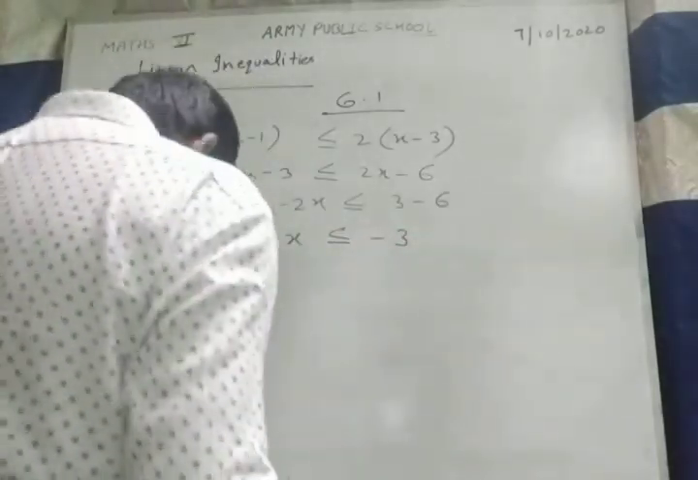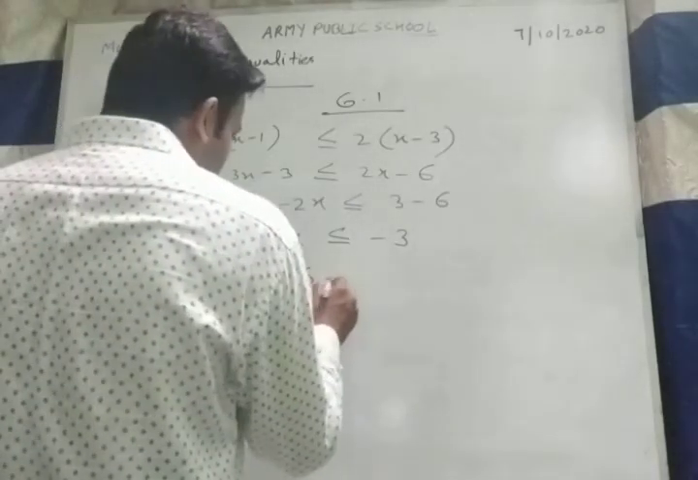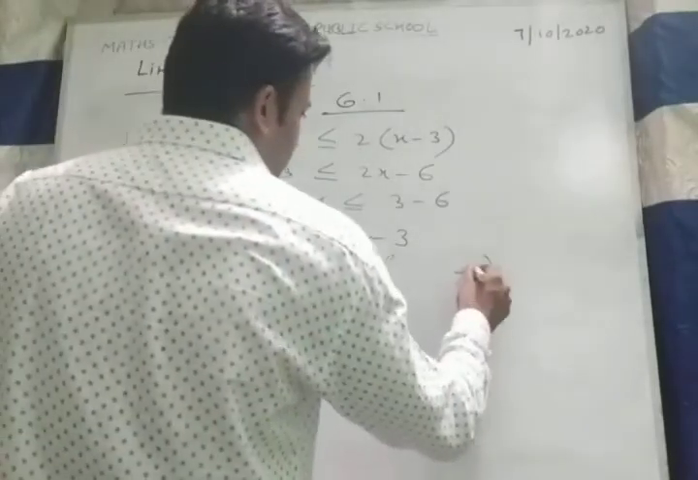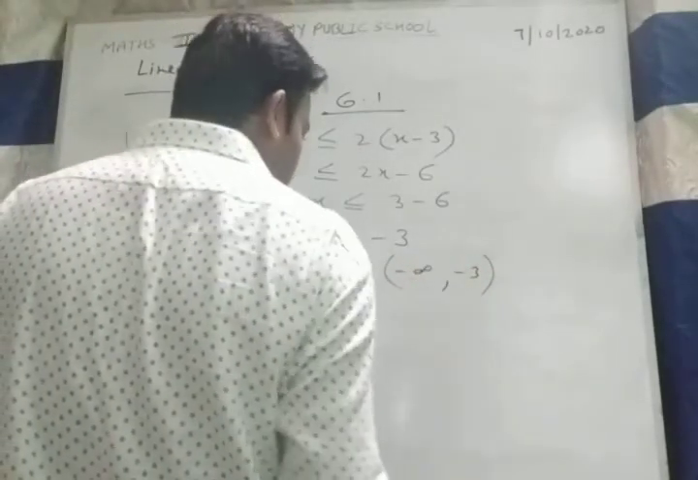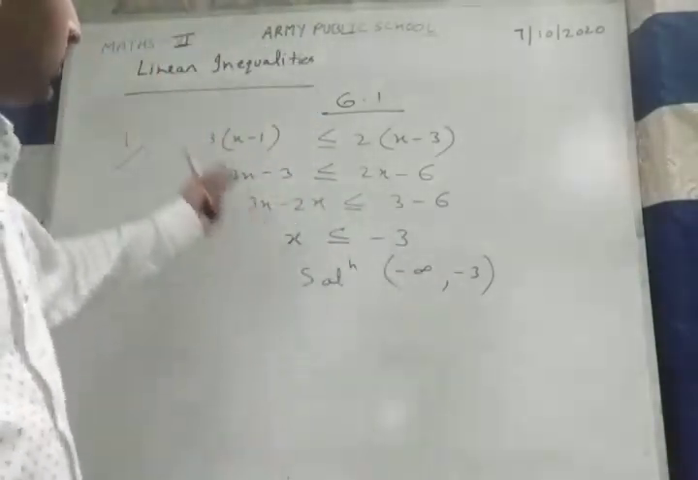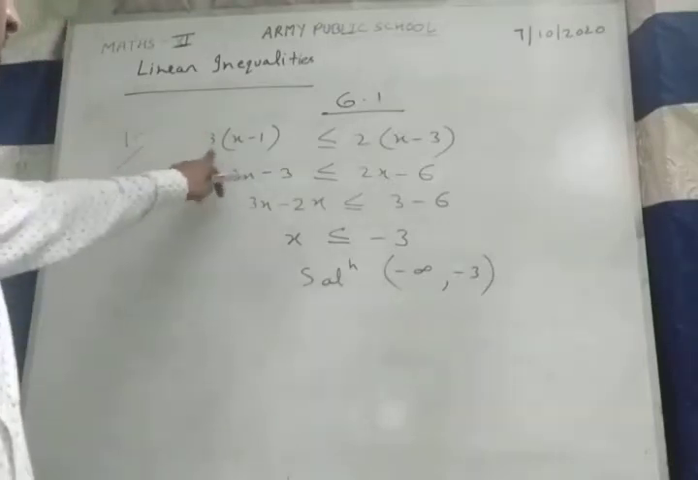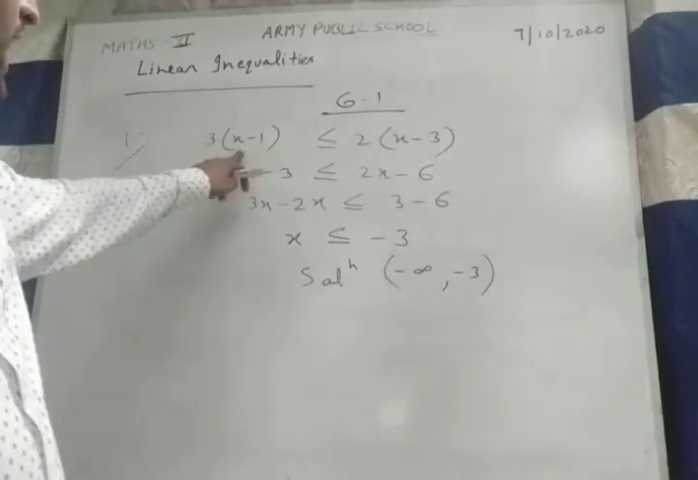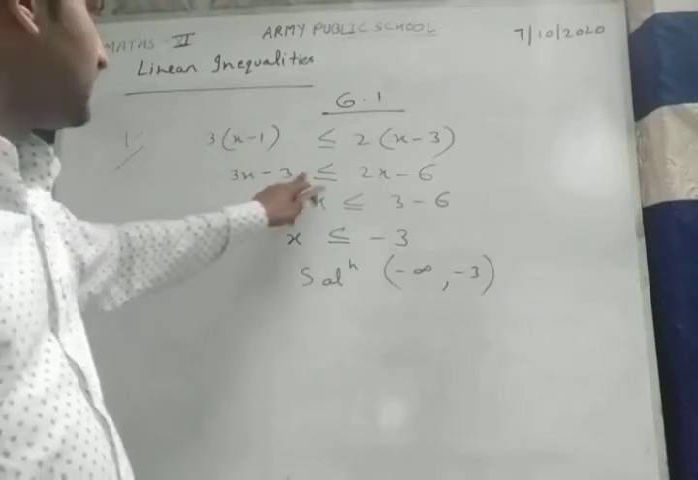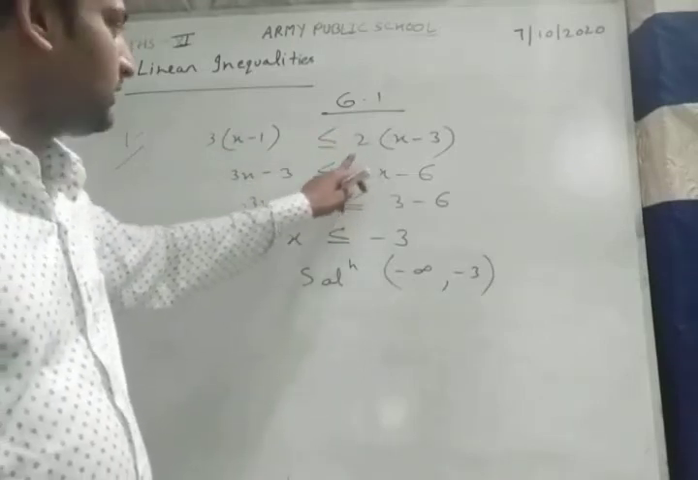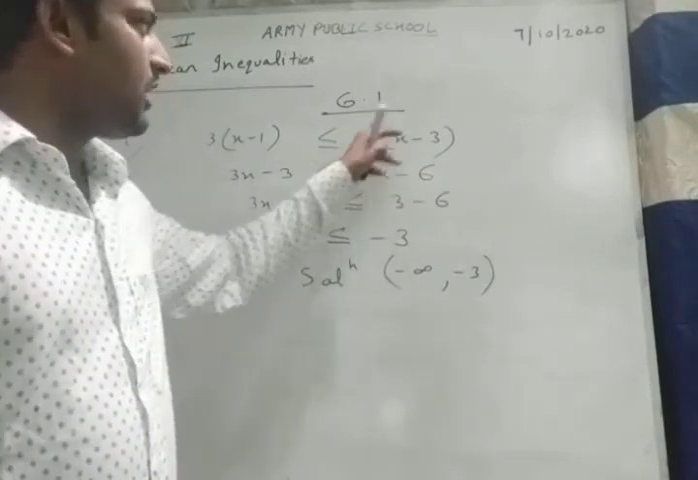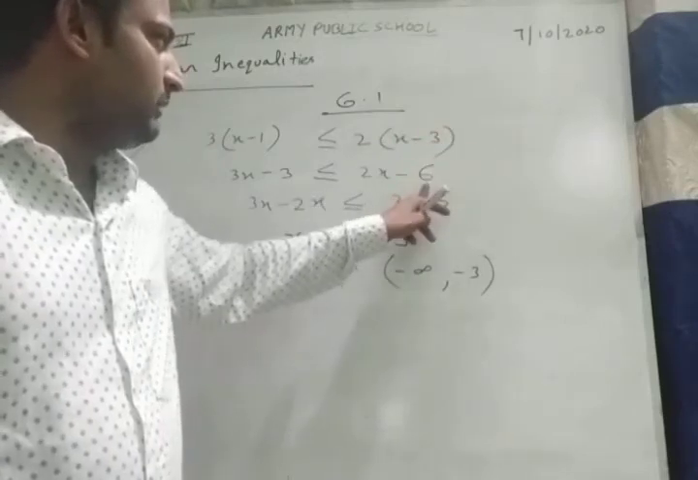So what will we write as the solution? Solution will be, this is minus 3, this is minus infinity. Okay, this will be our solution. What have we done? Nothing special here. We just multiplied the 3 to the x, so it will be 3x. After multiplying 1, it will be 3. The sign of inequality will be the same, no change. Again we multiplied the 2 to the x, it will be 2x. Again we multiplied the 2 to the 3, it will be minus 6.